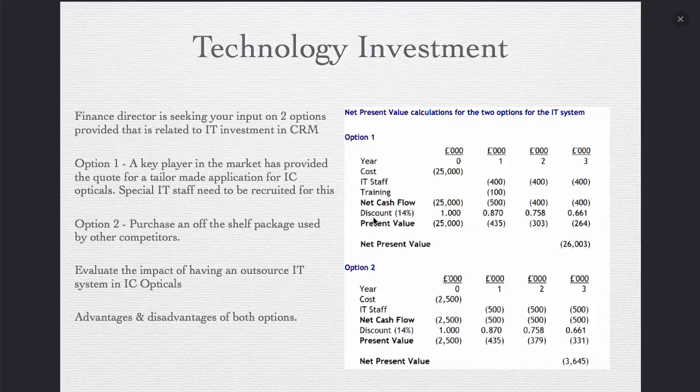Puneet, you'll have to mute your... Okay, right? So then we'll have to critique it in that sense. Then also looking at, you can say option 1 is provide the code for a tailor-made application for IC Opticals, right? So if it's a tailor-made application, this is what they're saying. IT staff need to be recruited for that. Option 2, purchase an off-the-shelf package. Now, look at IT staff, right? In this case, 500. But in this case, it's 400. Doesn't make sense because you need to recruit more people. And still, you have not, it's even less than in option 2.